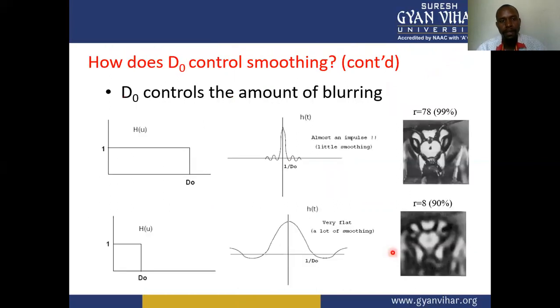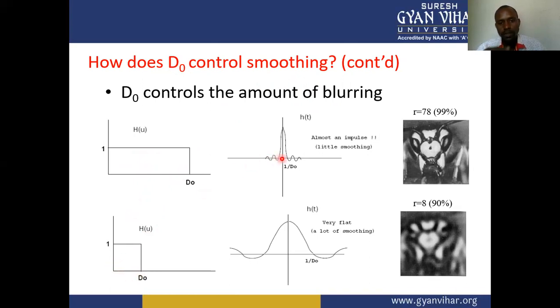Now, D0 here: how does D0 control things? We covered D0 in the previous class. D0 controls the amount of blurring. These are spatial domain images. So when the radius is greater, this is the effect, and when the radius is shorter, this is the effect.